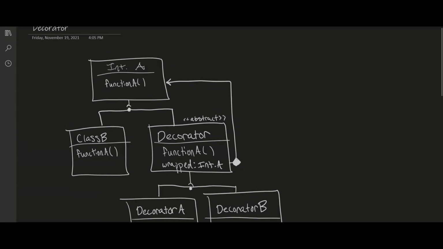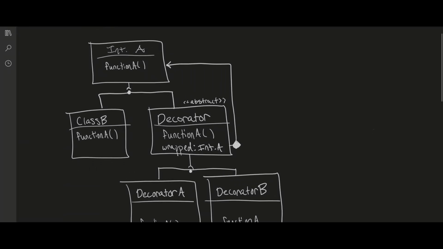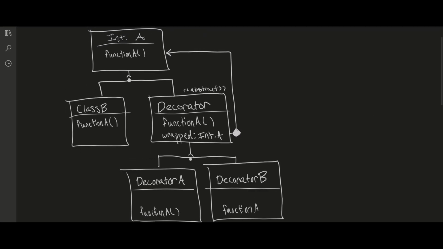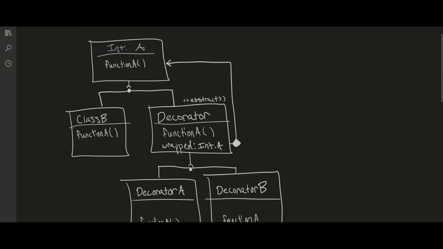Okay, we're gonna look at the decorator pattern today. We're gonna look at the UML really quick, just so you have a general idea of what's gonna be happening in the code. First of all, we have an interface, and it's gonna declare the functionality that we're going to be extending. The decorator pattern is used for extending class functionality.